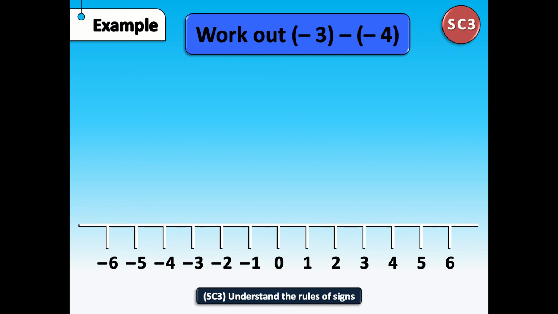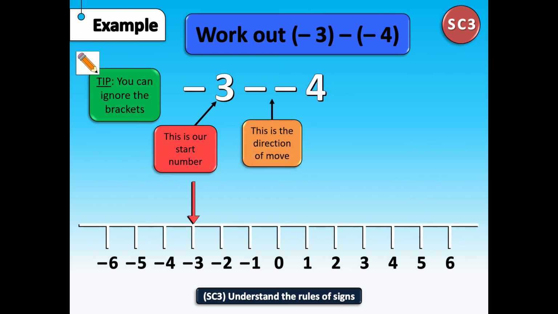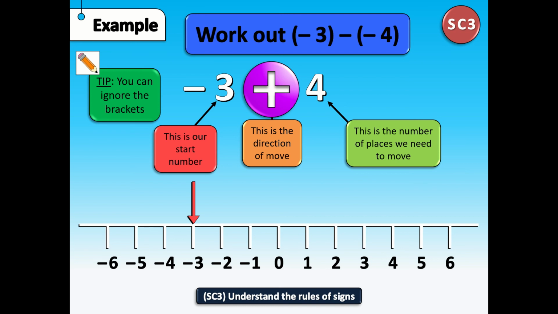In this question, we want to work out -3 take away -4. So again, we can ignore the brackets, so we can write it like this. This is our start number, so we start on -3. And the direction that we're going to move in, well, when you've got 2 negatives next to each other like that, and they've got to be next to each other, 2 negatives make a plus. So we're moving in a positive direction, so we're going to move up the number line. And we're going to move up the number line 4 places. So our answer is 1.